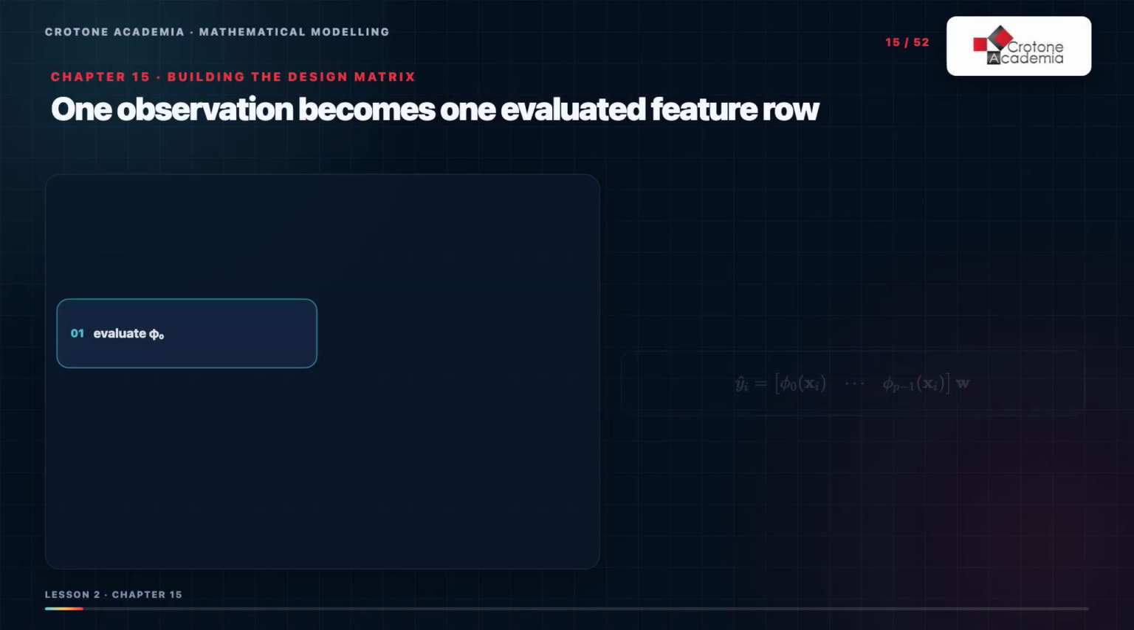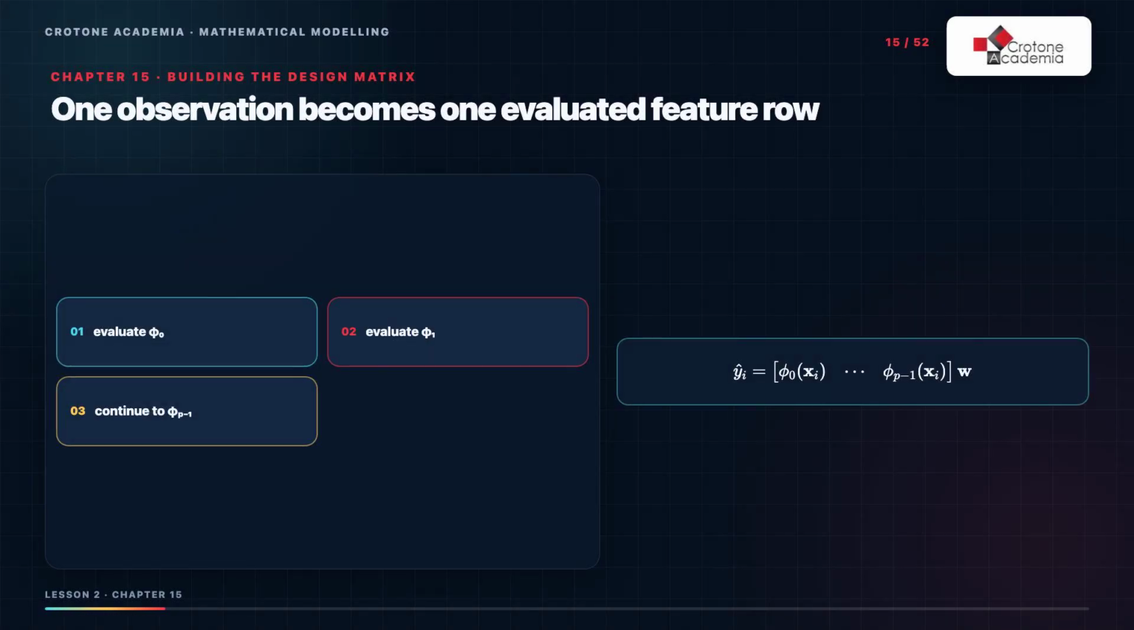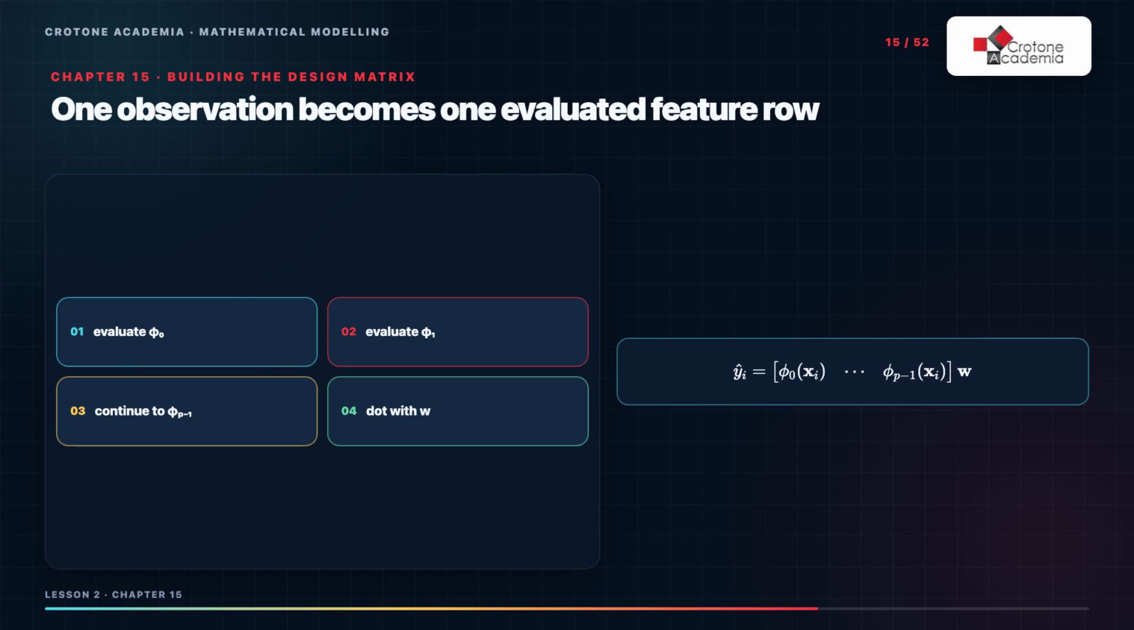For observation i, place the evaluated features side by side: phi 0 of x i, phi 1 of x i, continuing through phi p minus 1 of x i. Multiply this row by the column of weights. The dot product produces y hat sub i. This one row is the complete model calculation for one observation. It records what each parameter would contribute at that input.